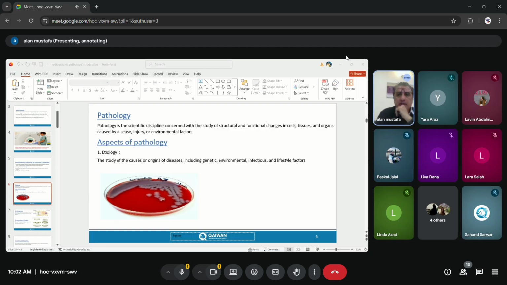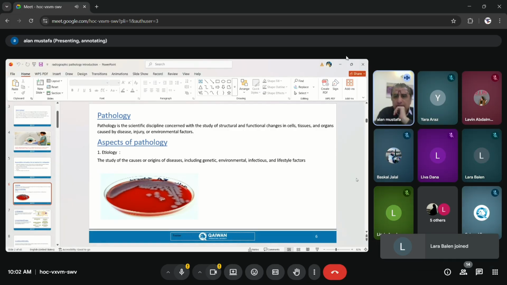Radiographic pathology. If anyone cannot hear me or has a question, please speak immediately. The first lecture will be just a few important definitions of the terms and phrases we use in pathology in general. So we go straight to slide number 6, and we talk about.